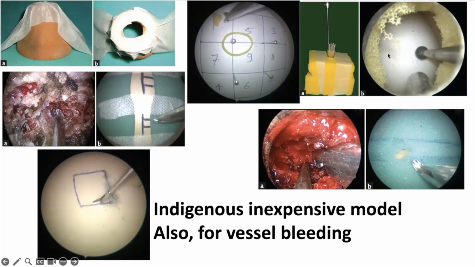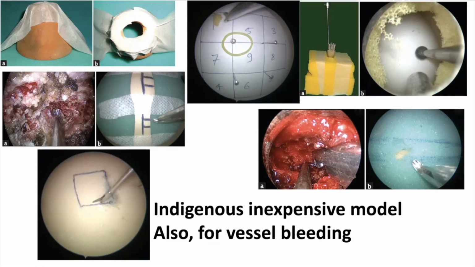Likewise, the boiled egg can be used for simulation of the sellar floor, and drilling can be done without injuring the inner egg. Same way, the ice cream stick can be used for simulation of lamina. Removal of ice cream stick should be done on predetermined markings. Practice of cutting also can be done on predetermined lines on the square.